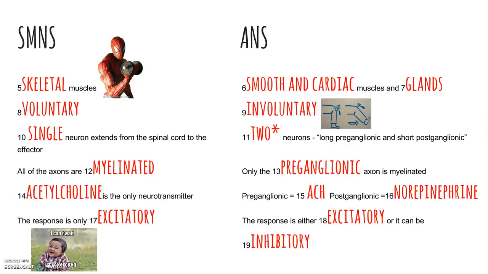Also, the somatic nervous system has 1 neurotransmitter. We've talked about this one a long time. It's acetylcholine. In the autonomic nervous system, there are 2 different neurotransmitters. There's acetylcholine for the preganglionic neuron and norepinephrine for the postganglionic. The response in the somatic nervous system is only excitatory, but the response in the autonomic nervous system could be either excitatory or inhibitory.